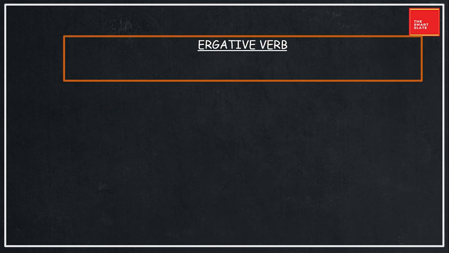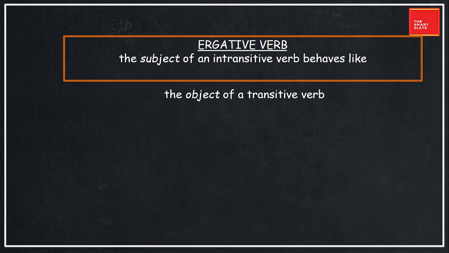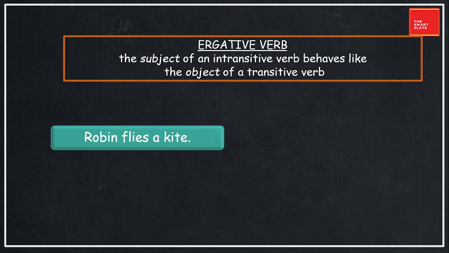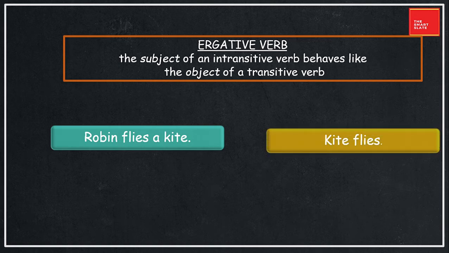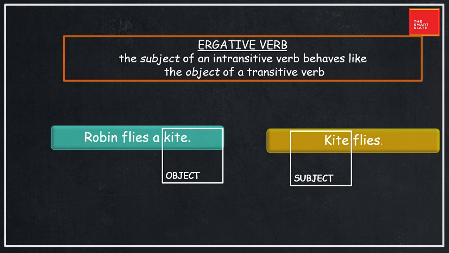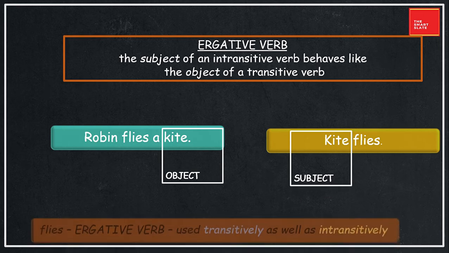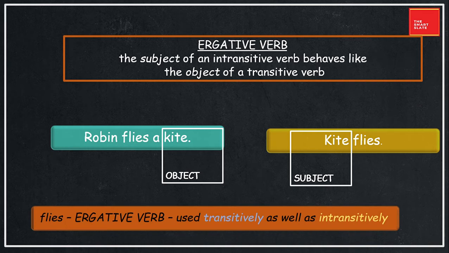Let us understand with the help of an example. The subject of an intransitive verb behaves like the object of a transitive verb. Robin flies a kite. Kite is the object which becomes the subject in case of the intransitive verb. So flies is transitive as well as an intransitive verb. It is an ergative verb because it is used transitively as well as intransitively.